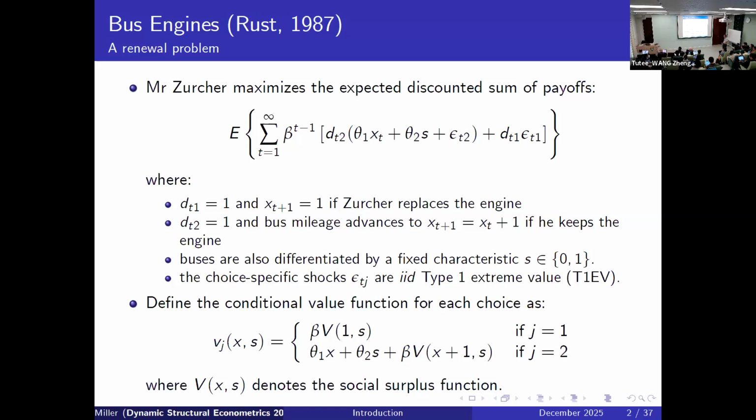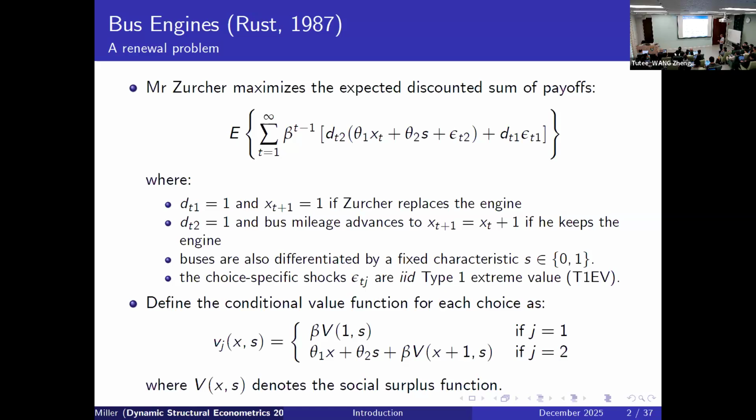So that is the problem that Mr. Zurcher is facing. And a lot of dynamic discrete choice models have that kind of flavor about them. You've got an expectation out the front. You've got some discounting going on here. You're getting some utility that's going to depend on the state variables and systematic stuff. And there are some disturbances left over that we need to use to accommodate what we can't explain exactly.